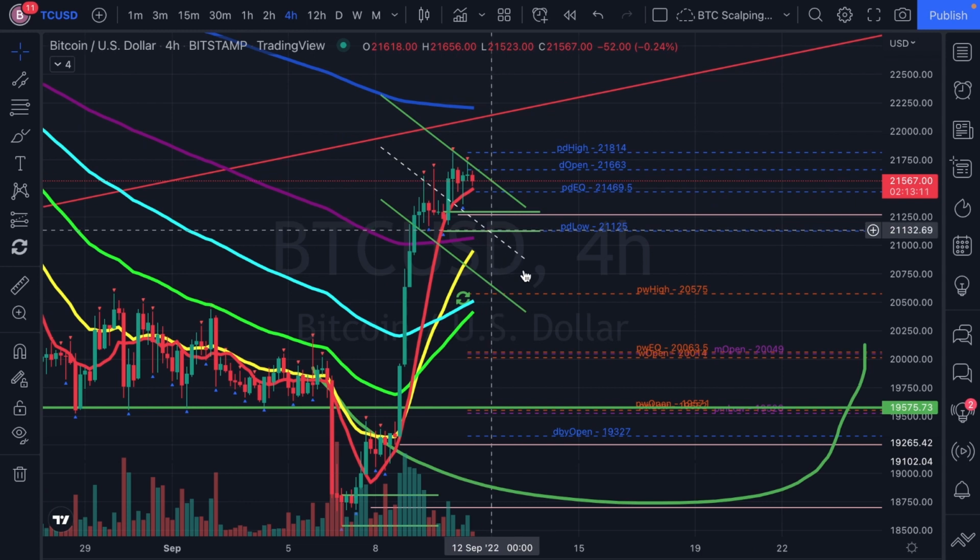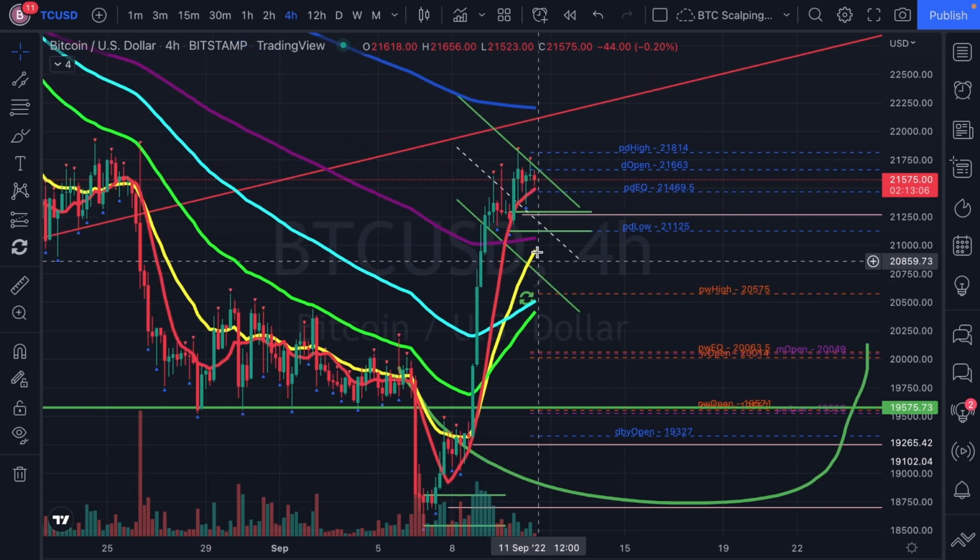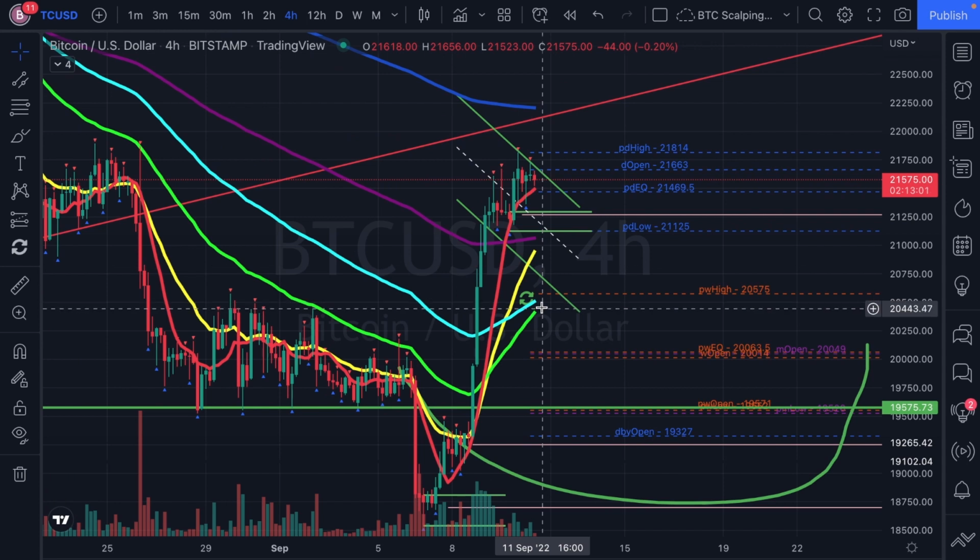Losing under 21,125, you're going to be looking for much lower, probably all the way to 20,500 due to the last support of the 21 EMA being lost, and then we're going basically down.